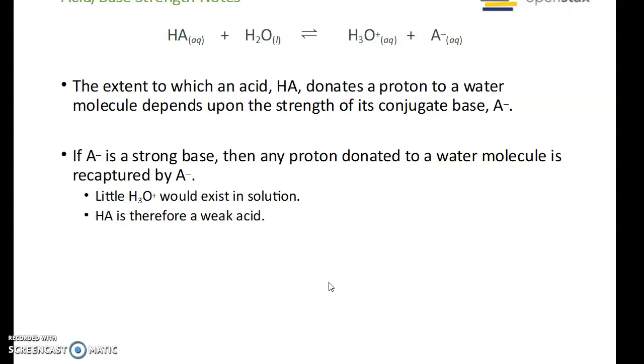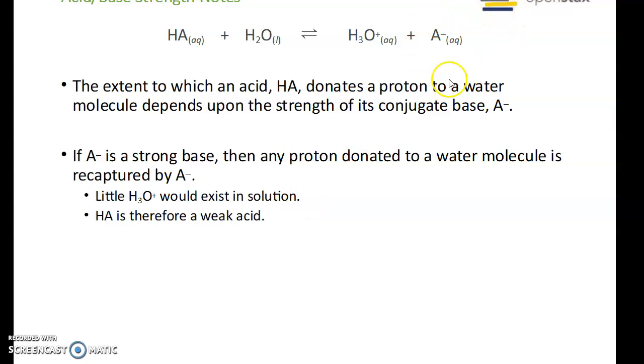Sudden cut off. Anyway, the extent to which an acid donates a proton depends upon the strength of its conjugate base, as I was mentioning. If this ion right here is a strong base, then any proton donated to a water molecule is recaptured by that particular ion. So little hydronium ion would exist in solution, and therefore this would be a weak acid, right?